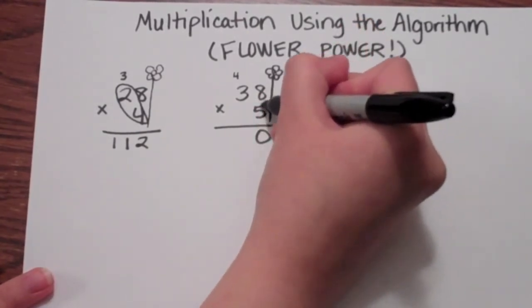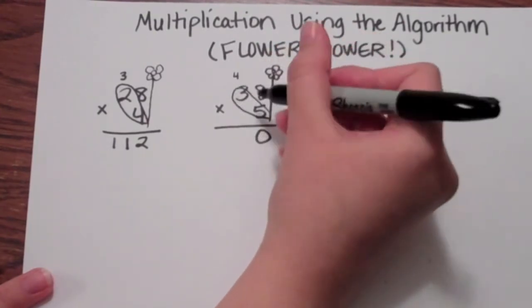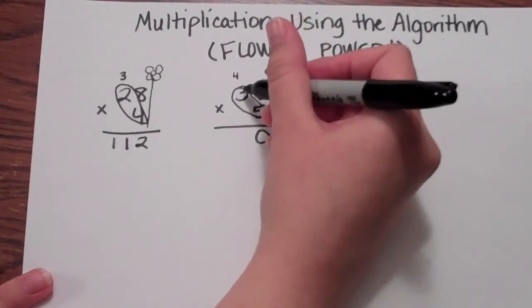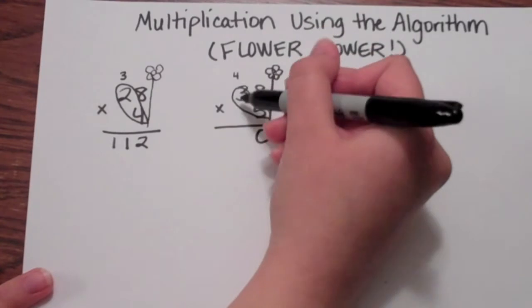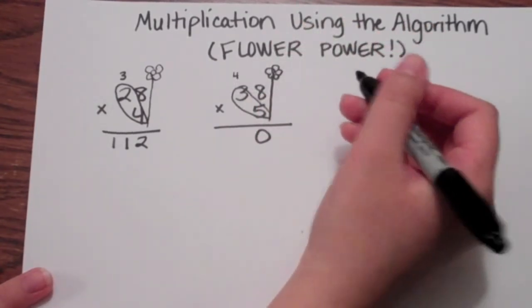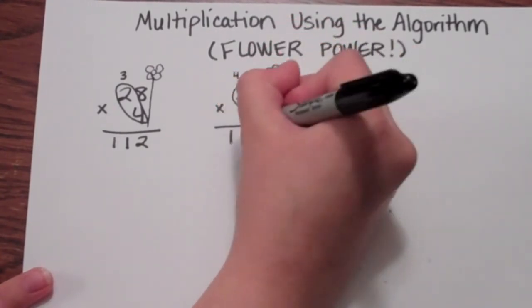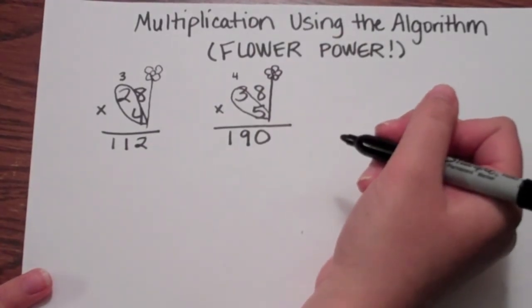Next, I draw my leaf to remind me to multiply the tens next. 5 times 3 tens is 15 tens. And I already had these 4 tens from before. 15 plus 4 is 19, so I have 19 tens. Since I don't have any more numbers to multiply, I simply write 19, and my final product is 190.